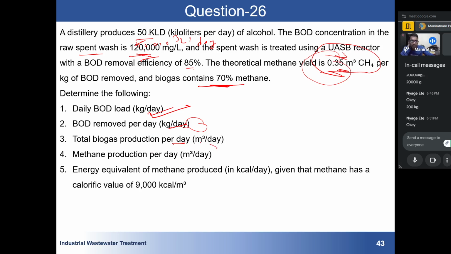And then methane production: we know that a certain percentage of the biogas is methane, so we multiply it by 70%. The equivalent energy per meter cube of methane is given, this much. So whatever the answer of the fourth step, we multiply it by 9000, and we get the energy equivalent.